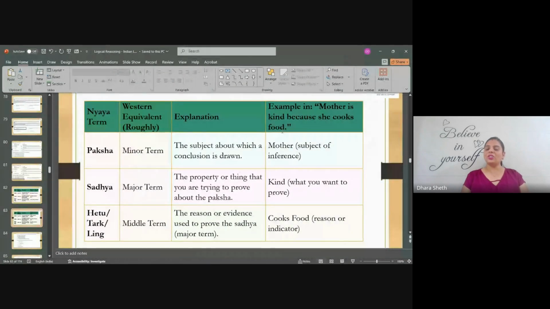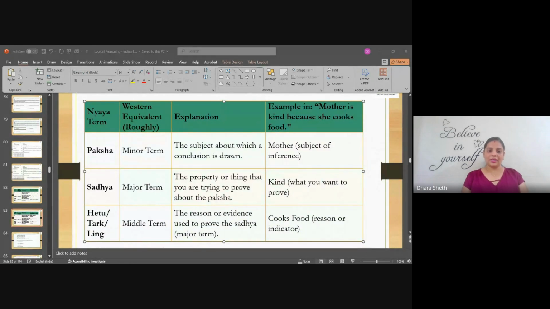Mother is kind because she cooks food. So what are you talking about? Mother. Mother is your minor term. Paksha. What are we trying to prove? We are trying to prove that she is kind. So kindness is the property or thing that you are trying to prove. That is your major term. Because she cooks food. Cooking food is your middle term. It is the reason or evidence given to prove that she is kind. Clear with this concept? We had already discussed it.